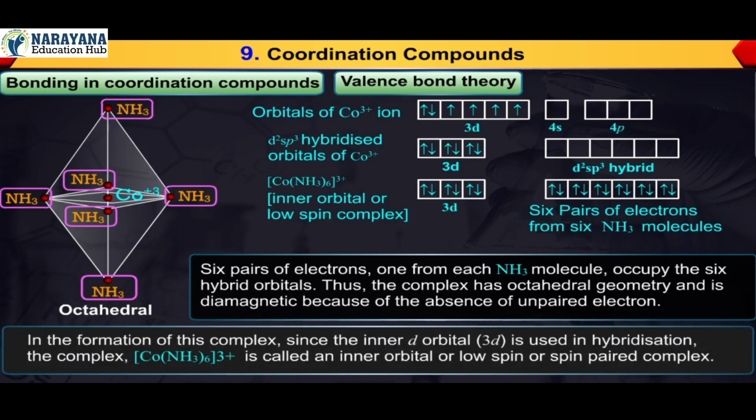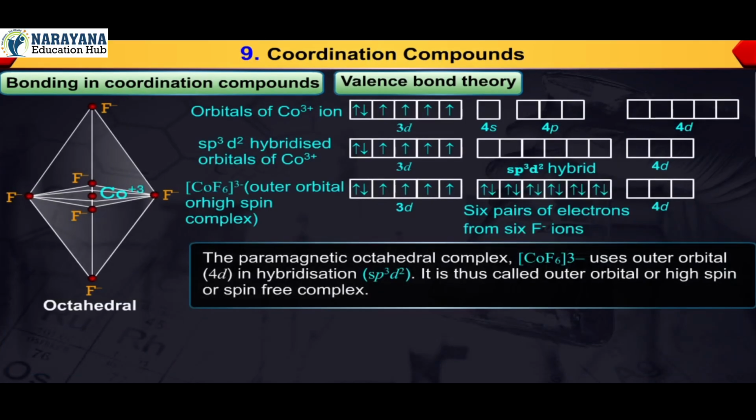In the formation of this complex, since the inner d orbital, that is 3d, is used in hybridization, the complex [Co(NH3)6]3+ is called an inner orbital or low spin or spin paired complex. The paramagnetic octahedral complex [CoF6]3- uses outer orbital, that is 4d, in hybridization, that is sp3d2. It is thus called an outer orbital or high spin or spin free complex.